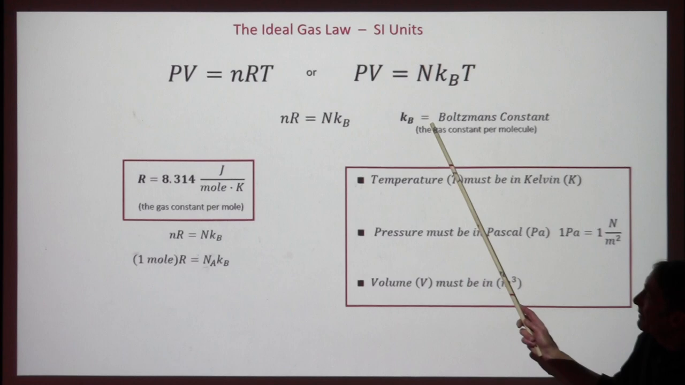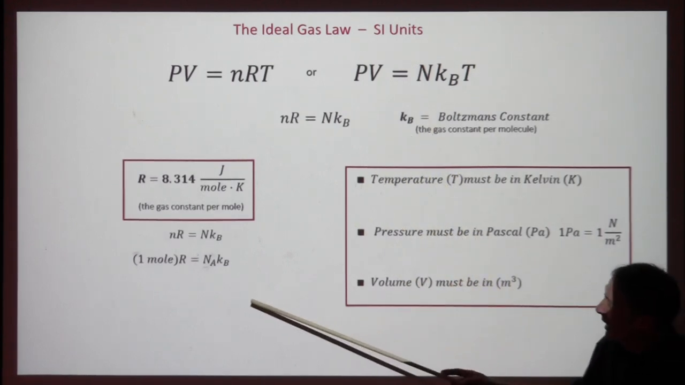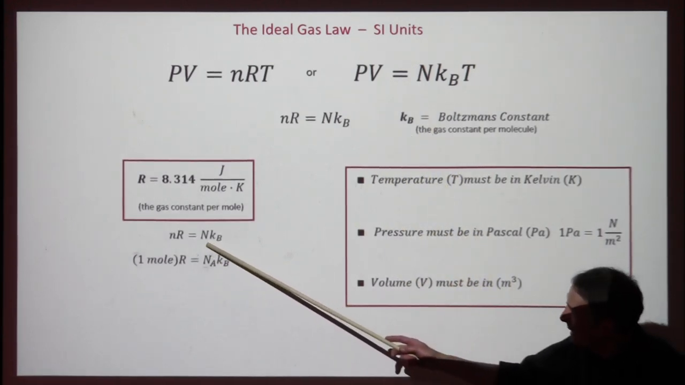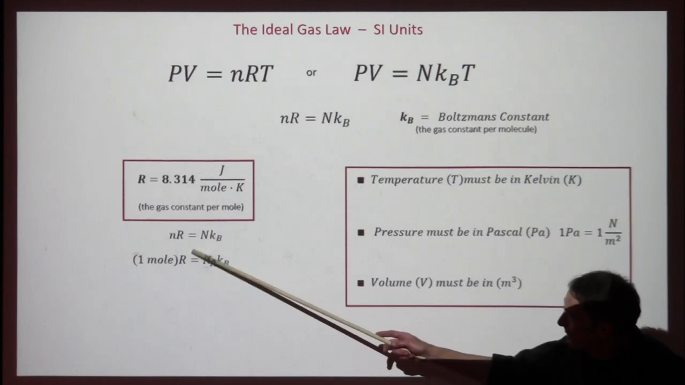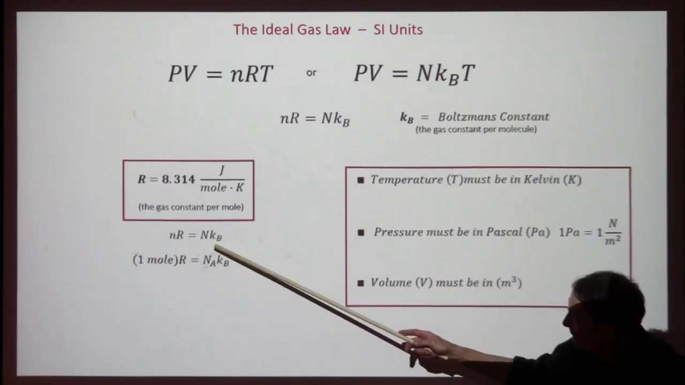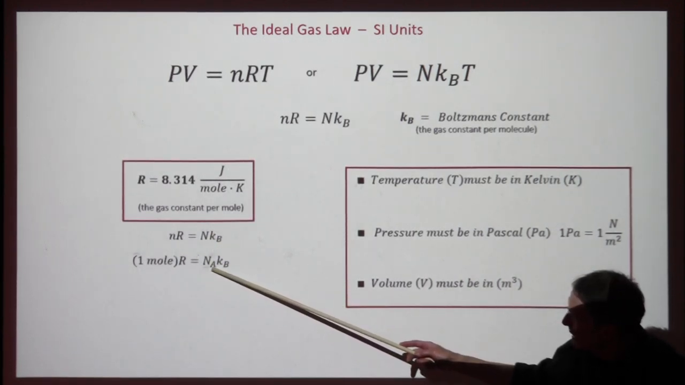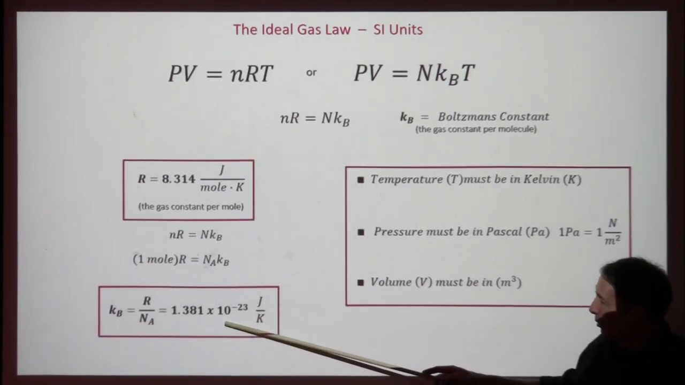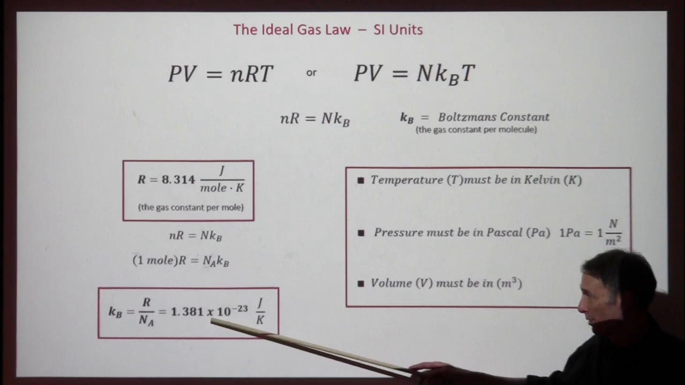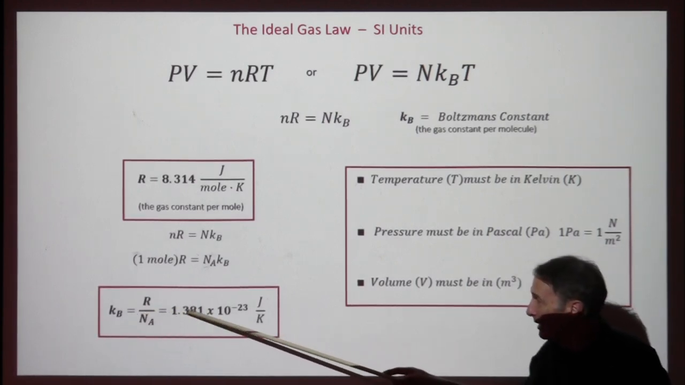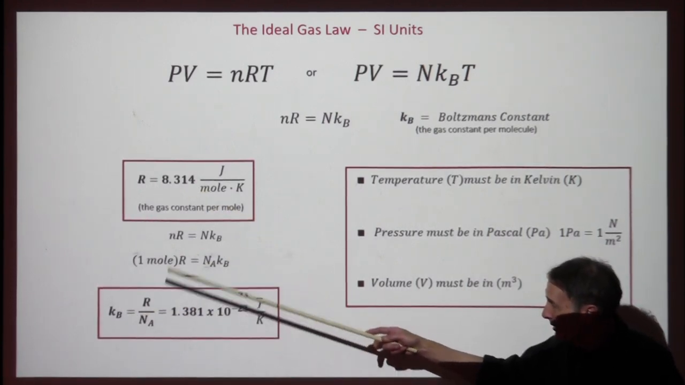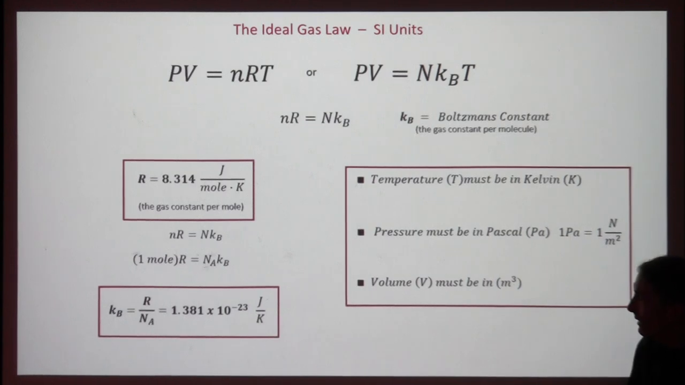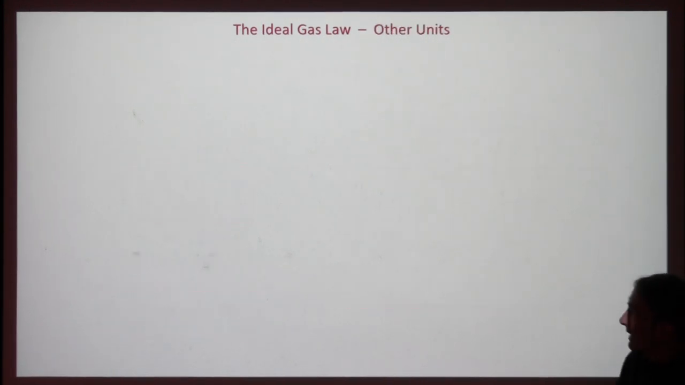If you need to come up with a number for this, go back to the idea that if I take just one mole, that would represent Avogadro's number, and I can solve for k sub B, in case you forget it, or I don't store it in my memory. I know how to get it real quick. I remember this one, and then if I need this one, I can get it by dividing by Avogadro's number. Lots of little things to remember.